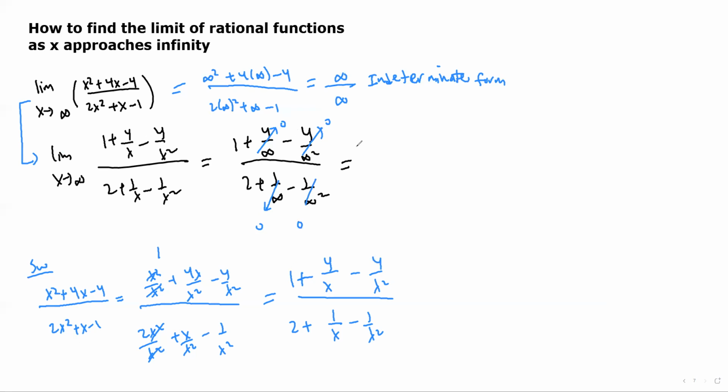So I have 1 plus 0 minus 0, and I have 2 plus 0 minus 0. So 1 plus 0 minus 0 is just 1. And then 2 plus 0 minus 0 is just going to give me 2. So the limit of this function, the limit of x squared plus 4x minus 4 divided by 2x squared plus x minus 1 as x approaches infinity, is equal to 1/2.